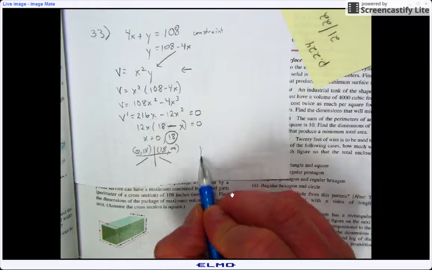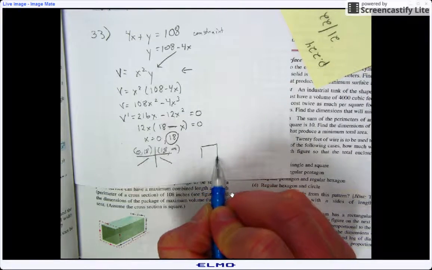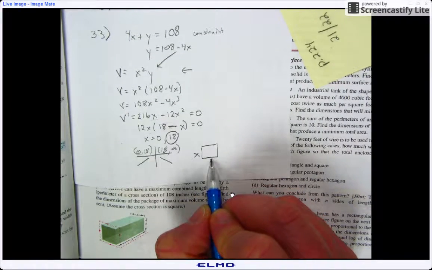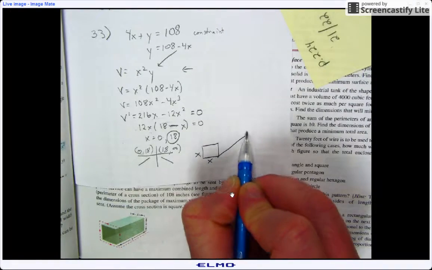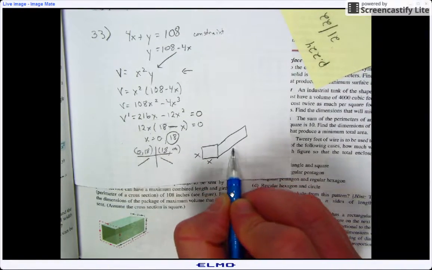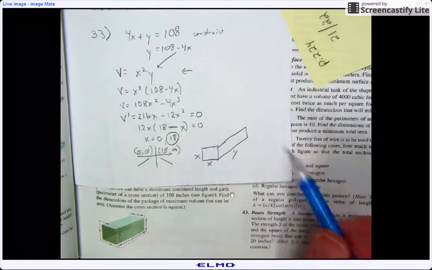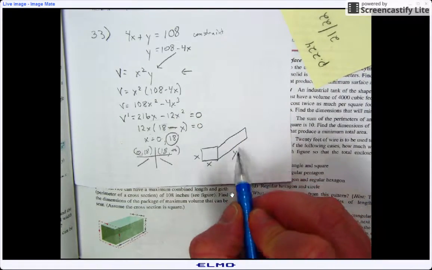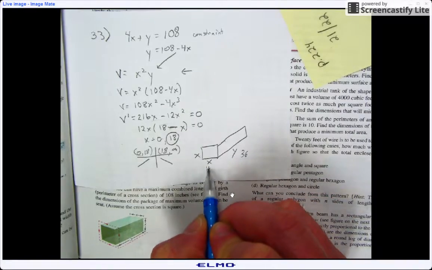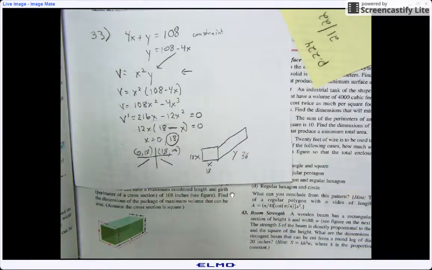So that means the box is x by y. So just make sure you answer the right dimensions. So 4 times 18 is 72, 108 minus 72 is 36, so 18 by 18 by 36.